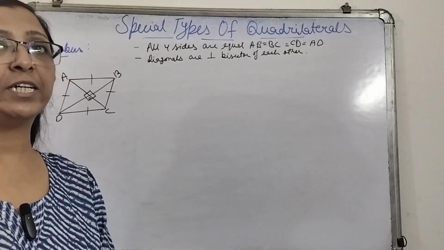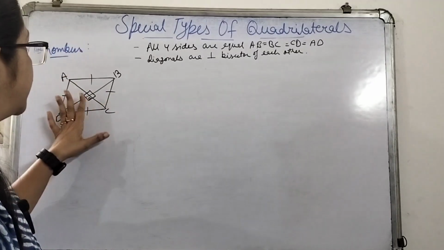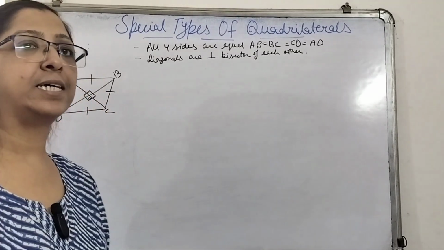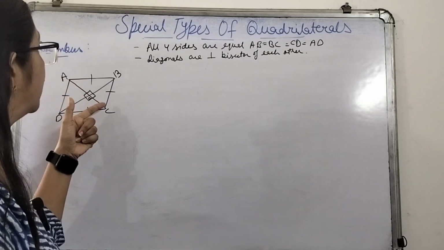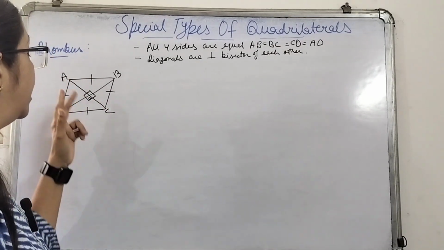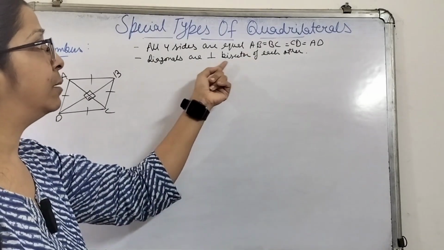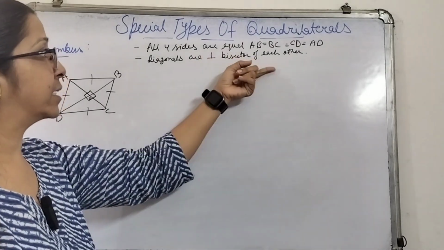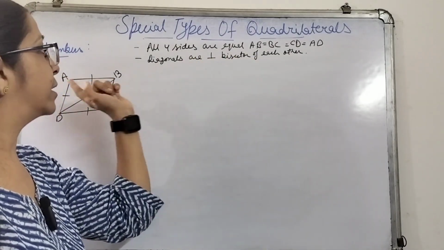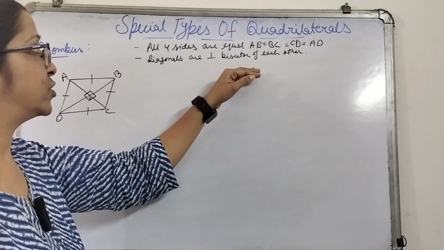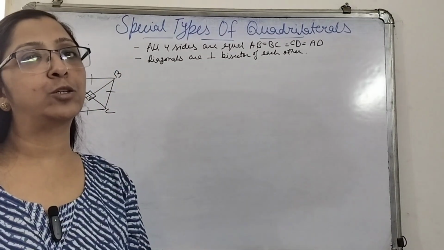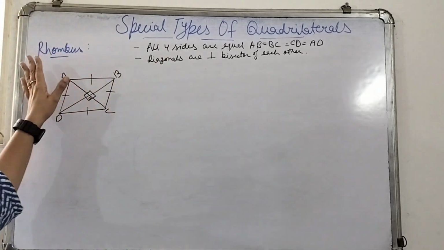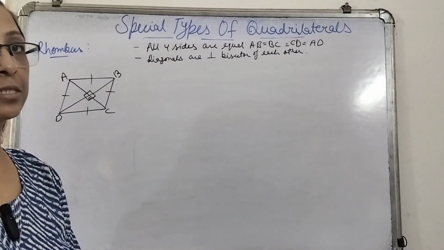That means the properties of a rhombus are: both pairs of opposite sides are equal and parallel. Opposite angles are equal. Diagonals bisect each other, but at 90 degrees. Diagonals are perpendicular bisectors of each other, and all four sides of a rhombus are equal. All these are the properties followed by a rhombus.